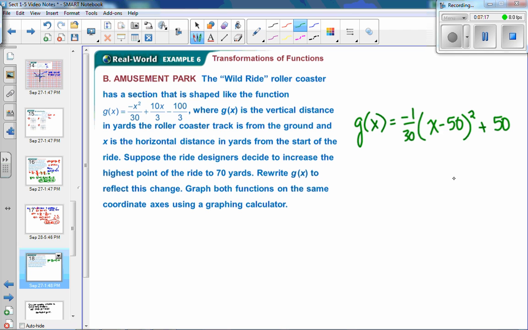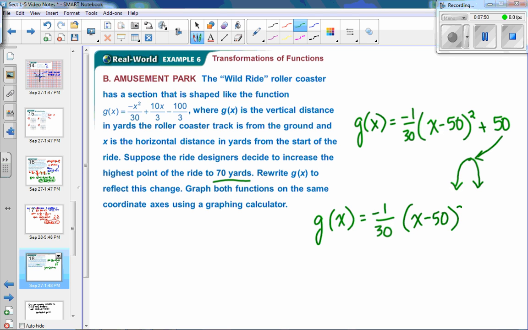So since we know it's a parabola that opens down, even without graphing it on my calculator, I know that this point here has to be the maximum height, and so we know the maximum height based on g of x would have to be 50, because that's the y value of the vertex. So now we want to increase it, not by 70 yards, but to 70 yards. So that means we just want this value to be a 70 instead. So you just change this to g of x equals negative 1 over 30, x minus 50, quantity squared, plus 70, because now my maximum point would be located at 70.